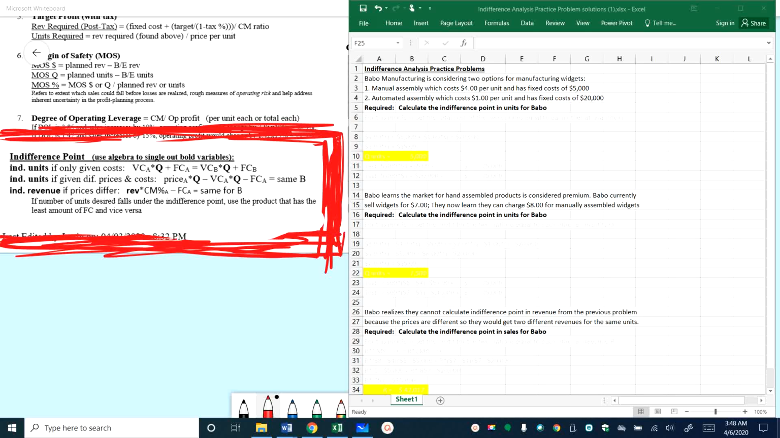So in this indifference point practice problem, it's saying that Babbo is manufacturing two different options for widgets. One has an assembly cost of $4 per unit and has a fixed cost of $5,000, whereas the other has an assembly cost of $1 per unit and a fixed cost of $20,000. So using these equations from the left, why don't you first try to calculate the indifference point in units for Babbo?